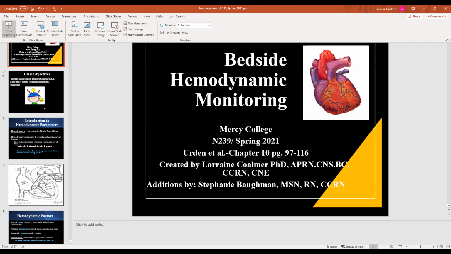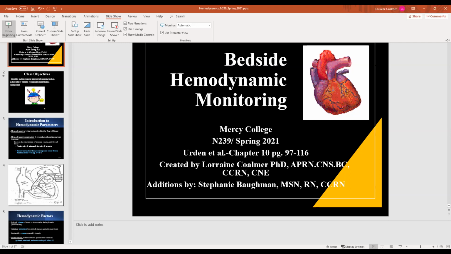So what is this fancy thing called hemodynamic parameters? Parameters are a bunch of numbers, but when we're studying hemodynamics, it's the forces involved in the flow of blood. Hence why we have that picture of that heart that I told you guys to pull out and bring to the lecture. So we're going to talk about different things and flow in the heart. If you don't understand normal flow in the heart and what direction things go, I'd probably review that as well. So hemodynamic monitoring is an evaluation of cardiovascular function.